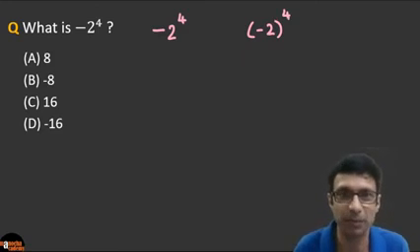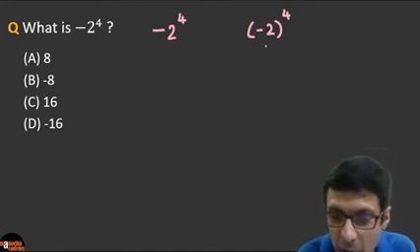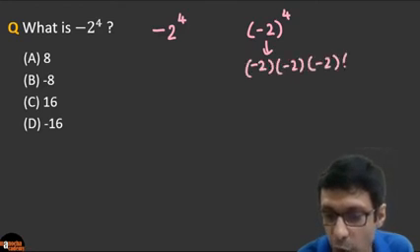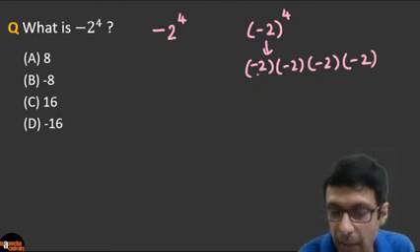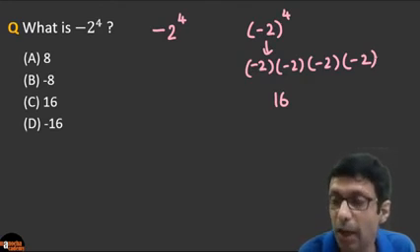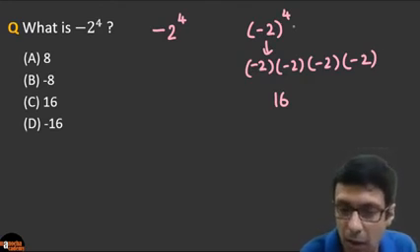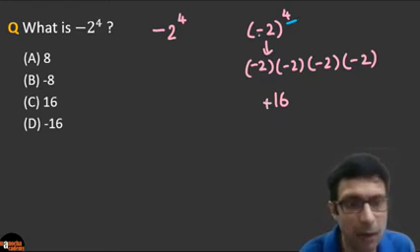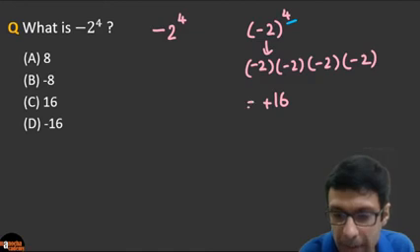Be careful. Okay, so 16 is not the right answer, because for this one, minus 2 whole to the power 4 basically means minus 2 times minus 2 times minus 2, 4 times. Okay, so there we can apply our rule. 2 times 2 times 2 times 2 is 16, and since we have the minus sign multiplied 4 times, we have an even power, so it's going to be plus 16 for this one. Okay, so this answer is going to be plus 16.